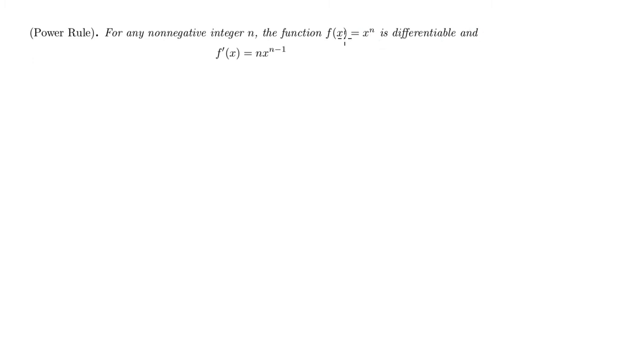So here's our function f of x, and now n is a non-negative integer. Okay, so it could be 0, 1, 2, 3, 4, etc. And so by definition, what's the derivative of this function? It's just going to be the limit as h goes to 0 of x plus h to the n minus x to the n all over h.